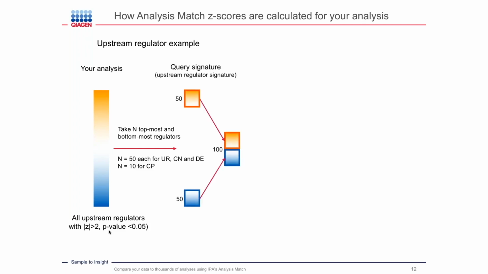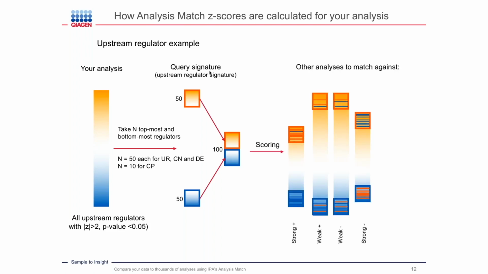So in other words, in this example, we're considering the 50 upstream regulators that have the highest z-scores and the 50 most significantly inhibited regulators, so the most negative z-scores. So you can think of this process as creating a signature for the upstream regulators in our analysis. What we do then is we query the signature against all of the analyses, and we calculate the z-score to determine if the match is strong or weak.